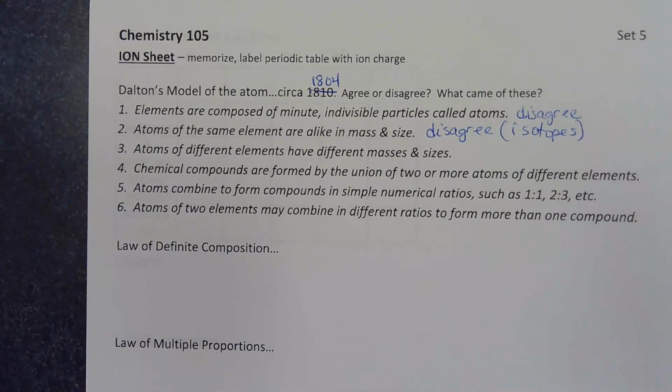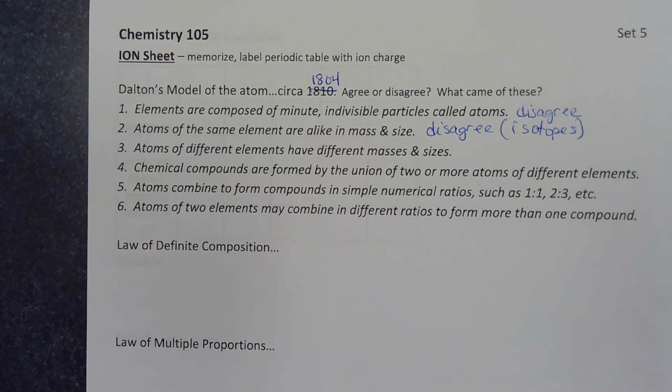And we're going to define isotopes. I'm going to real quickly tell you what they are. Isotopes are atoms of the same element that have different mass, not size, but mass. So again, he's really, really close. Atoms of different elements have different masses and sizes.